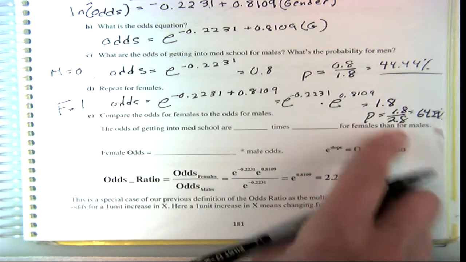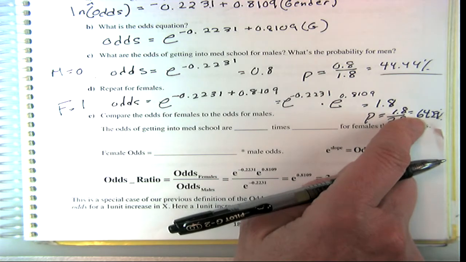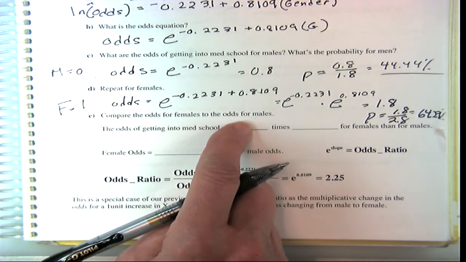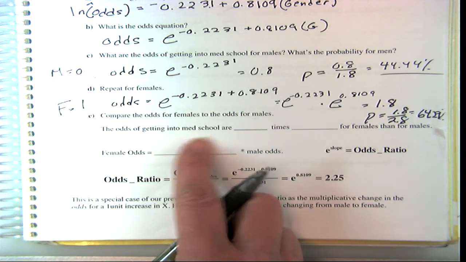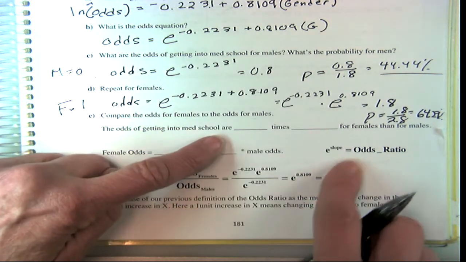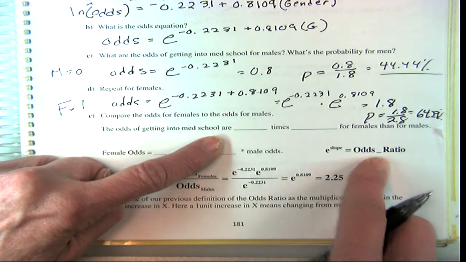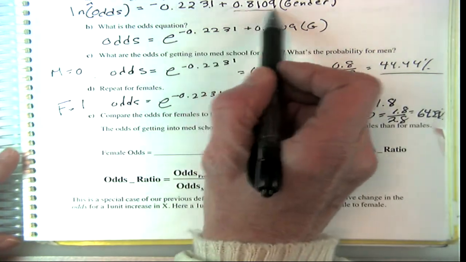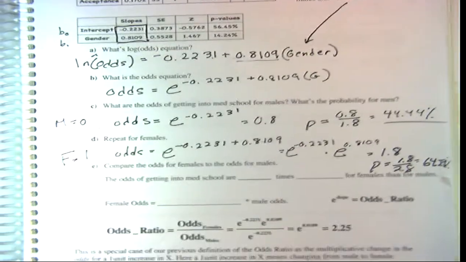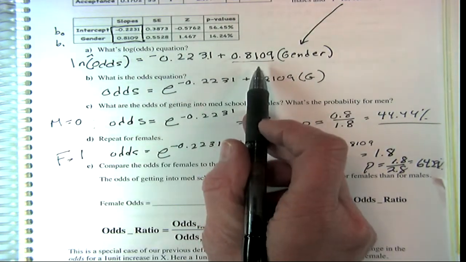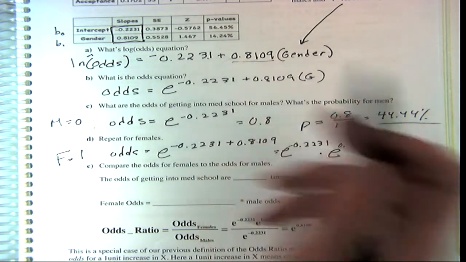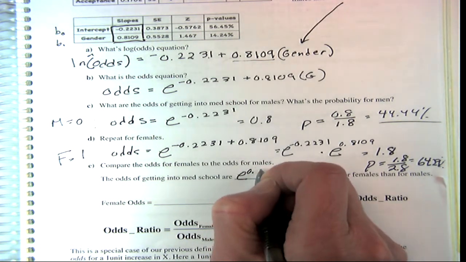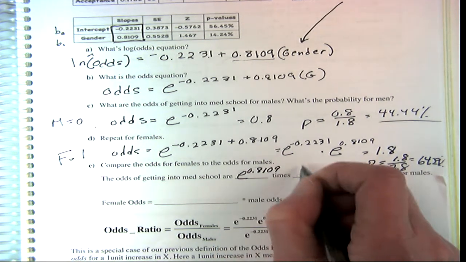Rounded. So that's the difference there. Now, if you compare the odds of females getting in to the odds of males getting in, that's our odds ratio. And the odds of females getting in is just this odds ratio, right here. There's the slope, here's the slope up here, right? And when you take the odds, that's going to be a multiplicative factor of e raised to that power. So it's e to the 0.8109 times higher.